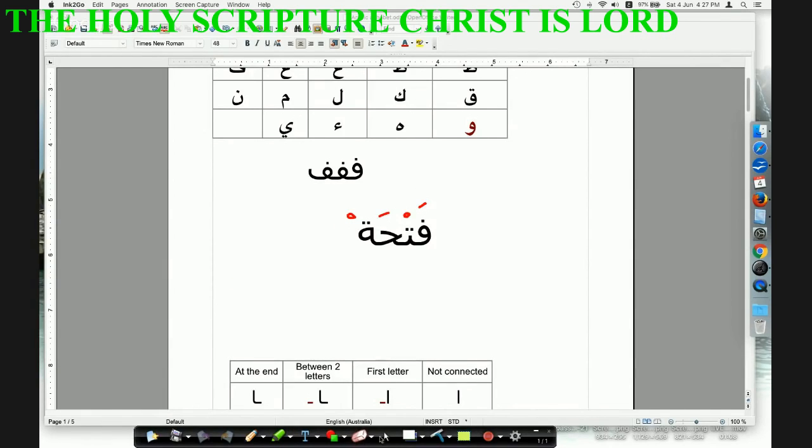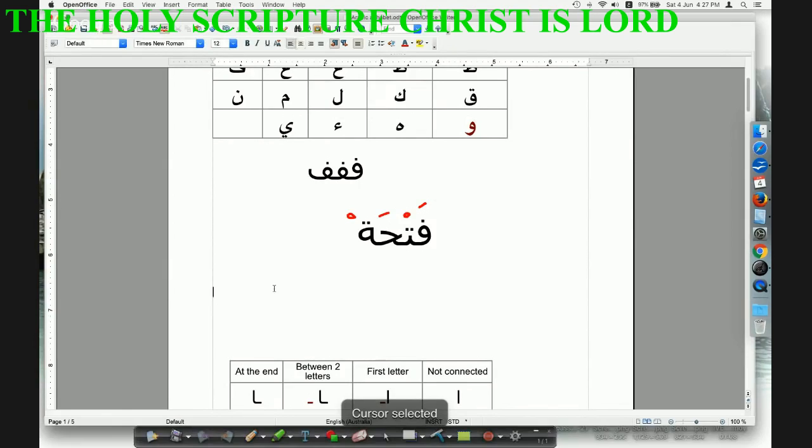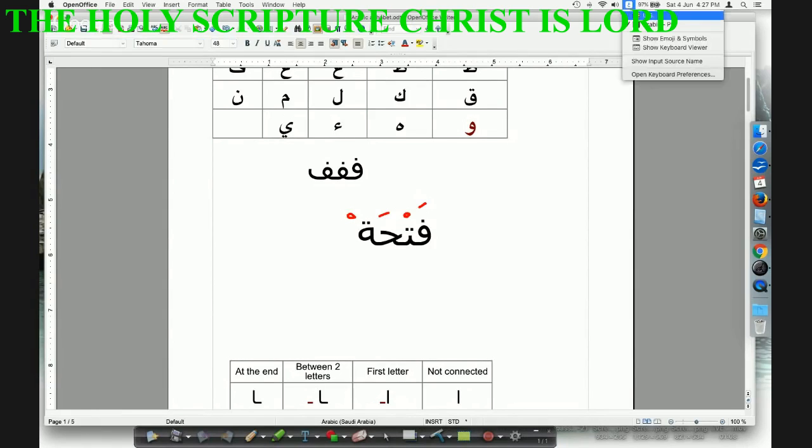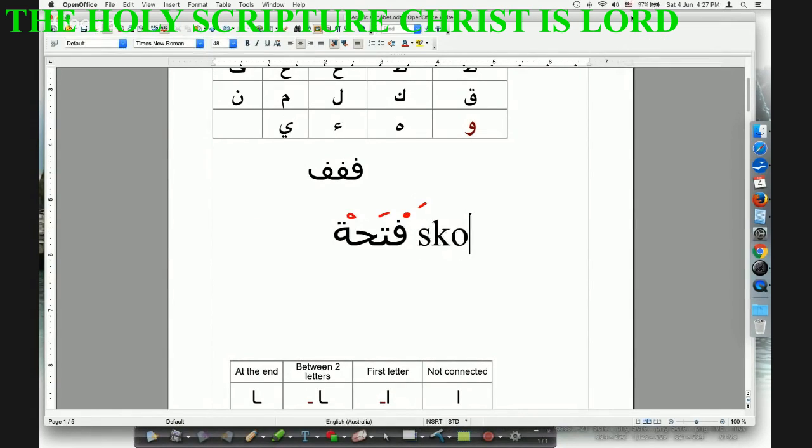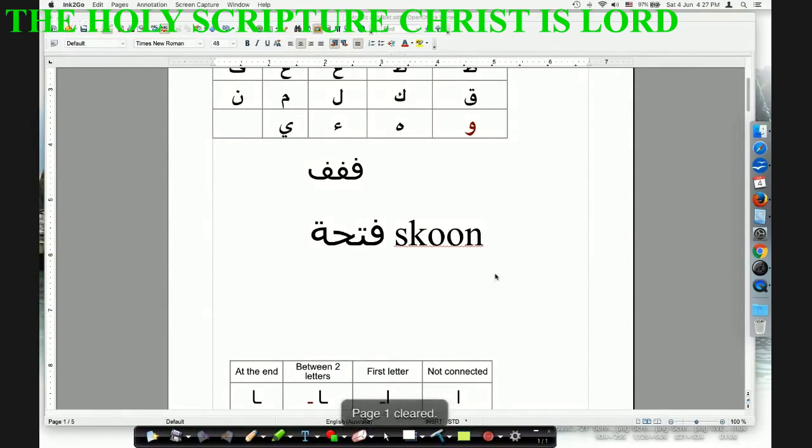Sukoon. We are typing Arabic still. Sukoon. We can make it longer, Sukoon, just to make it more clear, right? The Sukoon simply is this little thing you add on the top of any letter to silence the letter. You silence, which means you don't add any movement on the top.